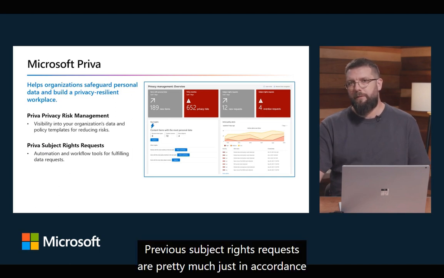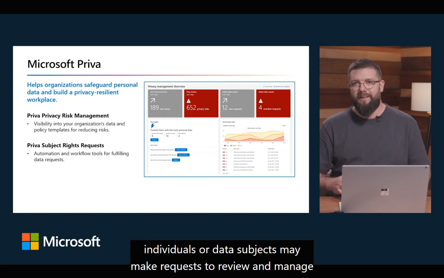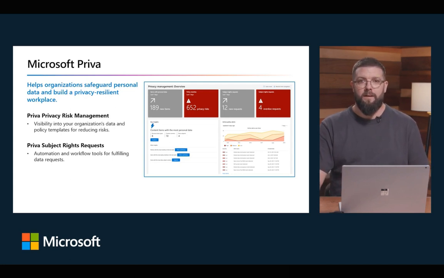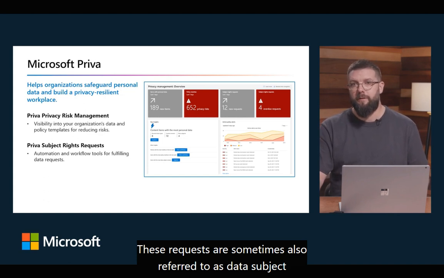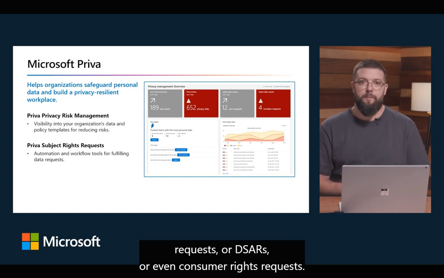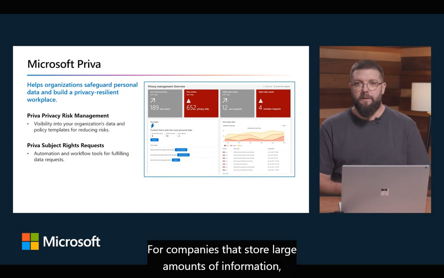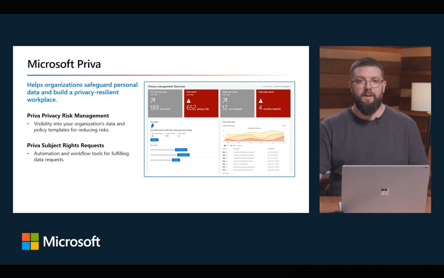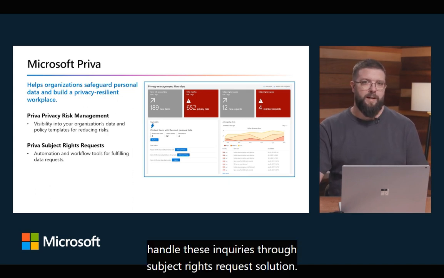Priva subject rights requests are in accordance with privacy regulations around the world. Individuals or data subjects may make requests to review and manage the personal data about themselves that companies have collected. These requests are sometimes also referred to as data subject requests, DSRs, data subject access requests, DSARs, or even consumer rights requests. For companies that store large amounts of information, finding the relevant data can be a formidable task, and Microsoft Priva can help you handle these inquiries through its subject rights request solution.